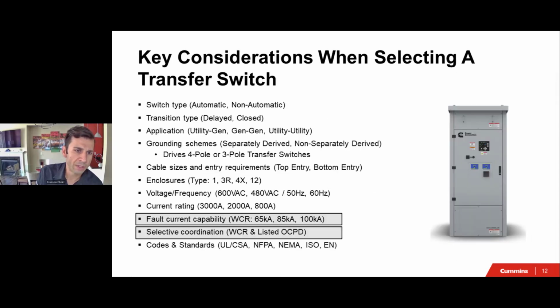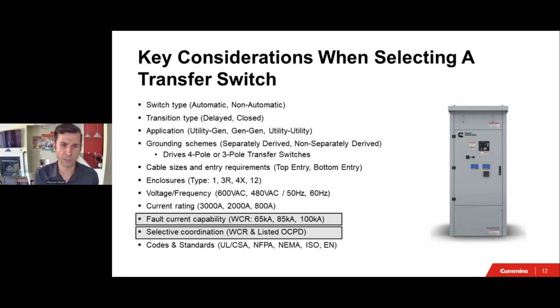So some of these elements, not in any particular order: you may want to think about the transfer switch type, whether it's automatic or non-automatic. You want to think about the transition type. Is it open or closed? And for closed transition, there are things that we have to worry about, such as we can only be paralleled for 100 milliseconds or so, and then it might be delayed.